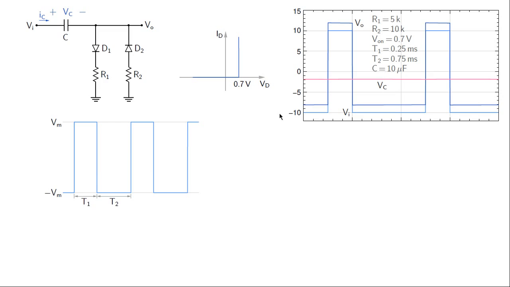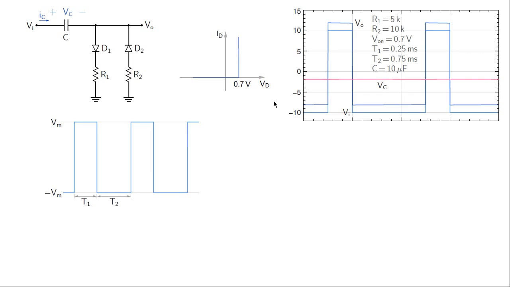Here is an example. The input voltage is going from minus 10 to plus 10. That means our Vm is 10 volts. T1, the interval of high input voltage, is given to be 0.25 milliseconds, and T2, the interval of low input voltage, is given as 0.75 milliseconds. The other component values are R1 equal to 5K, R2 equal to 10K. The turn on voltage of the diode is 0.7 volts, and the capacitance is 10 microfarads.